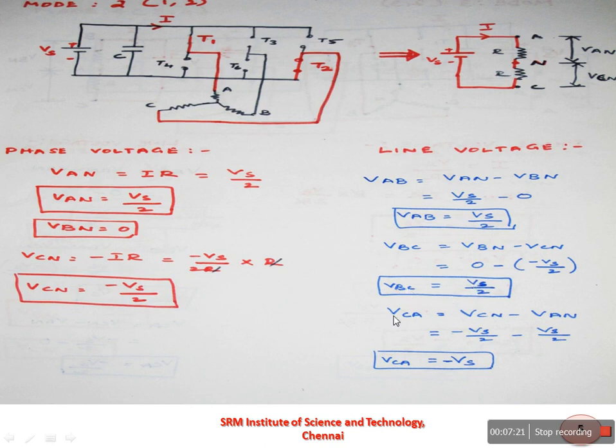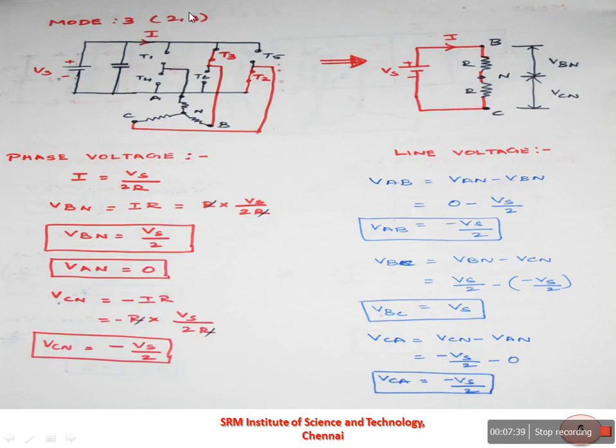Similarly, we can find out VCA. The VCA is equal to VCN minus VAN. So here the VCN is equal to minus Vs by 2 minus VAN is equal to plus Vs by 2. Therefore, we will get VCA is equal to minus Vs.